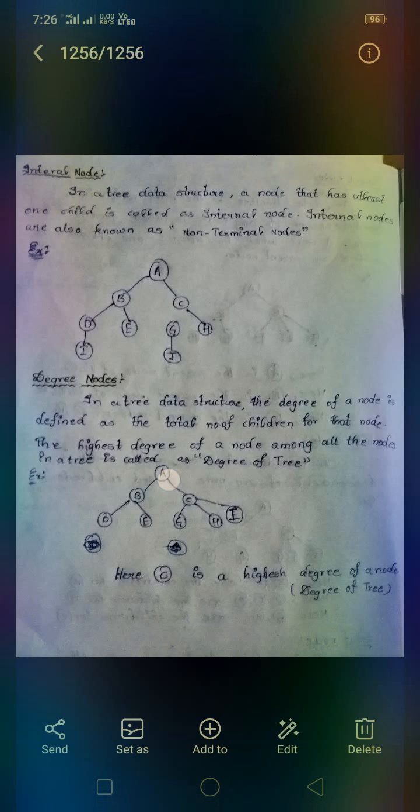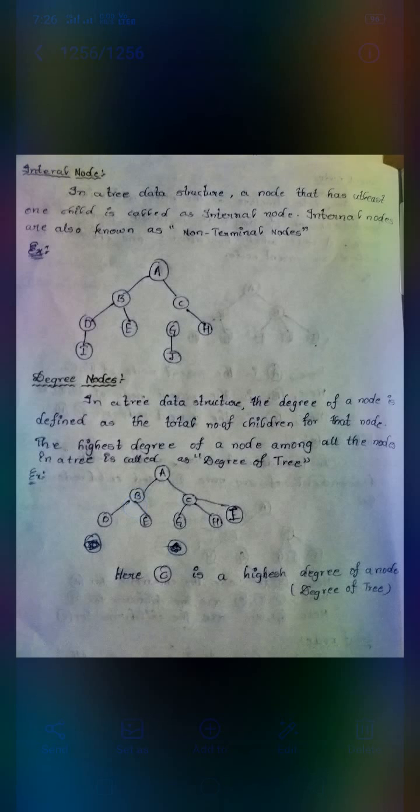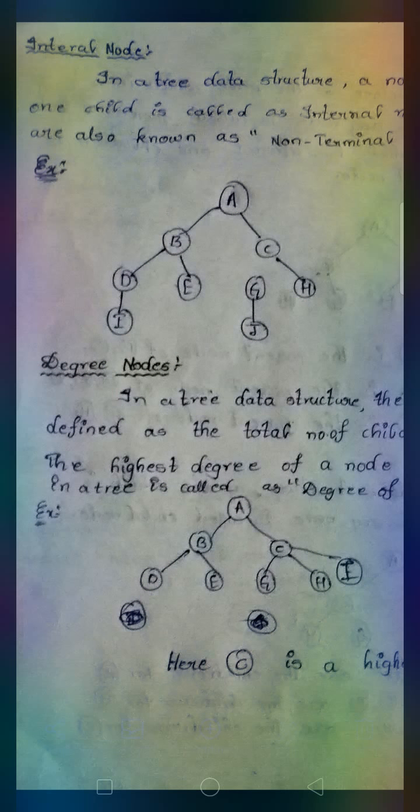In this tree, A has only two children and B has only two children, whereas C has three children. So among A, B, C, C has the highest degree because it has three children. This is the tree concept.